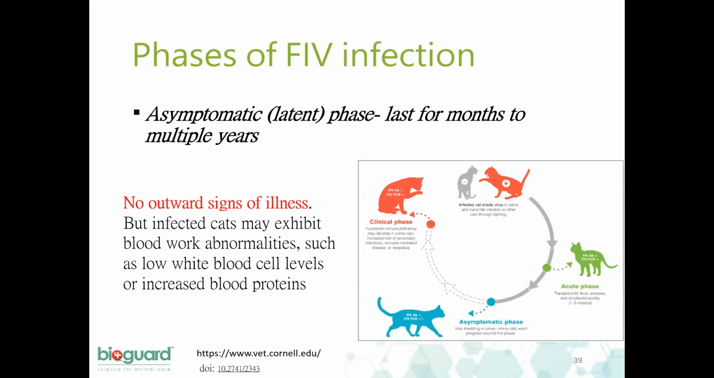The next phase is the asymptomatic phase. During this time, the virus replicates very slowly within the cells of the immune system, and cats will not show any outward signs of illness. Infected cats may exhibit blood work abnormalities such as low white blood cell levels or increased blood proteins. Some cats will remain in this stage and never progress to more severe disease.